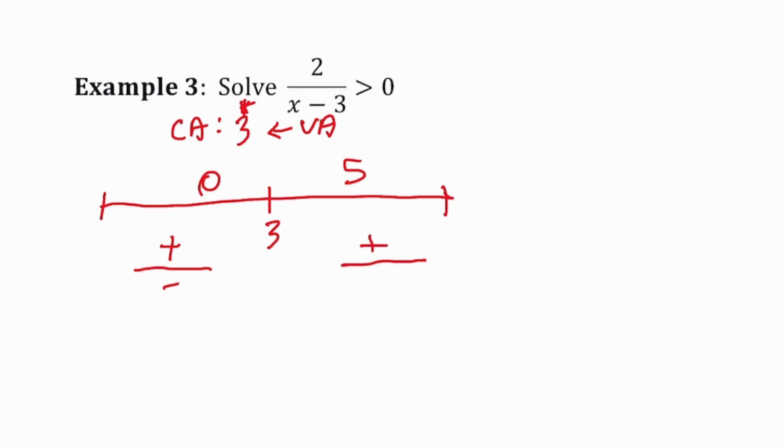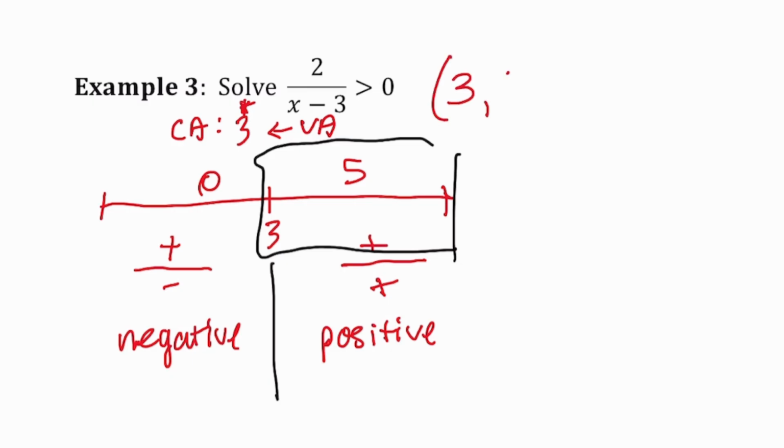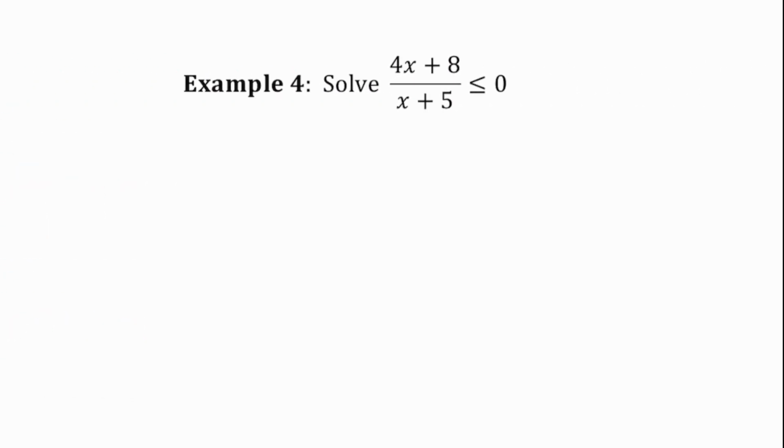0 minus 3, that's negative. 5 minus 3, that's positive. So positive divided by negative. I keep switching around here. I don't know why. Because it's just so quick, I guess. So this is going to give us a negative. This is going to give us a positive. So we're trying to find greater than 0, so we are looking at this interval here. And 3 is a vertical asymptote, but also it doesn't say equal to, so it's just an open bracket at 3 to positive infinity.